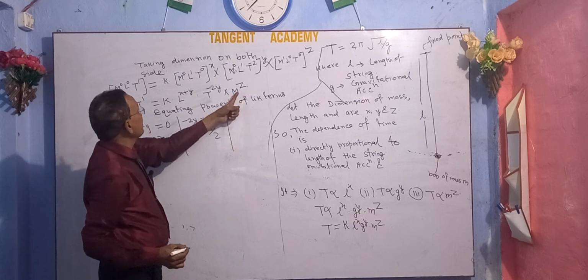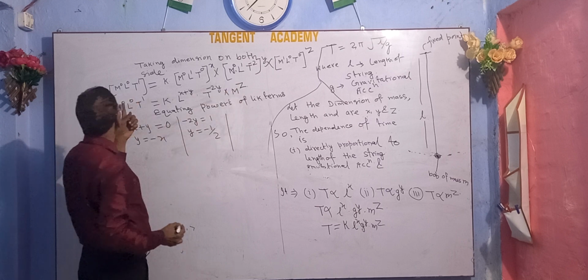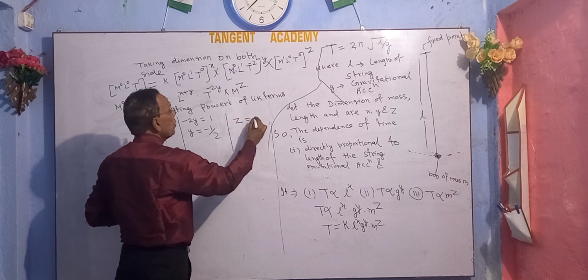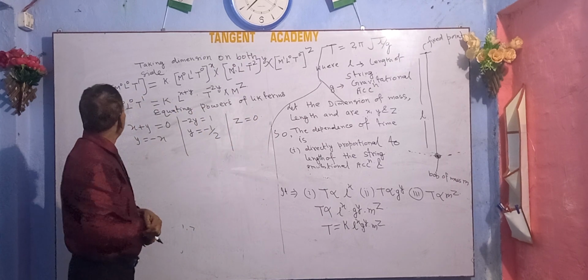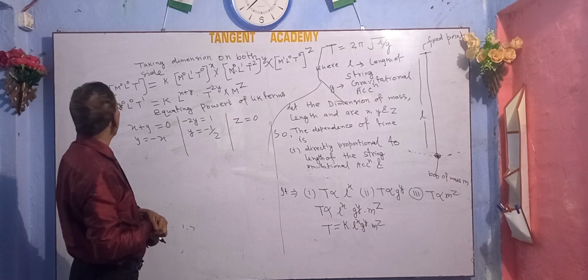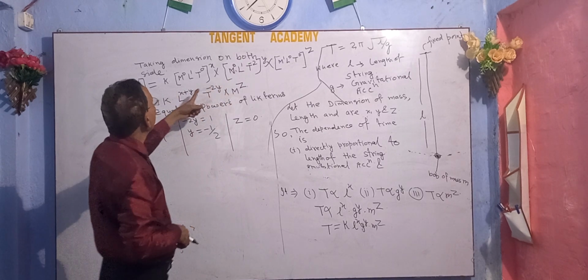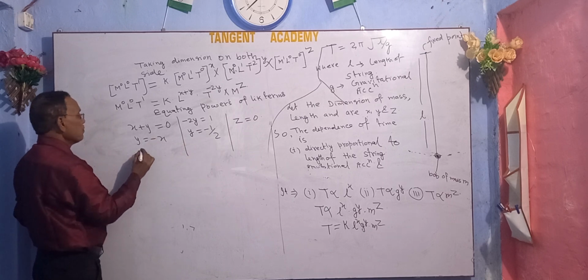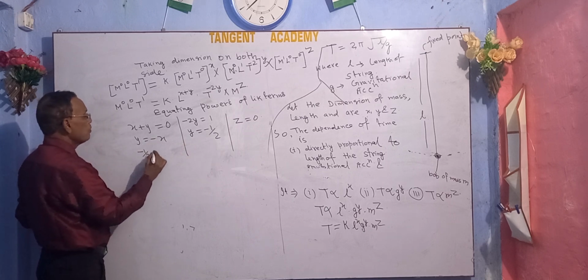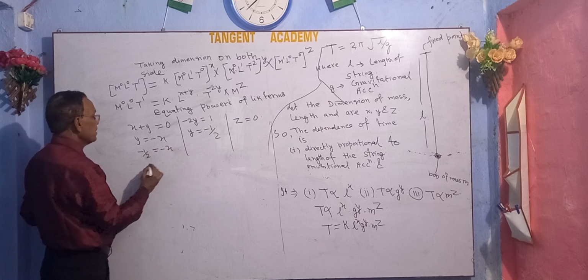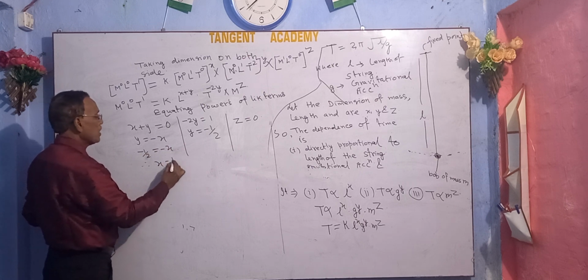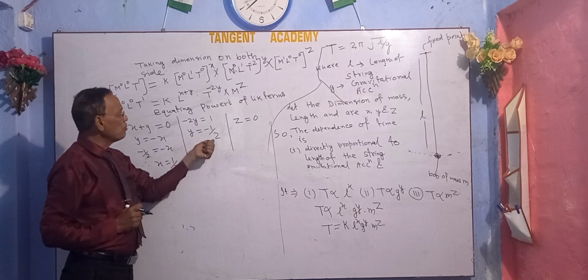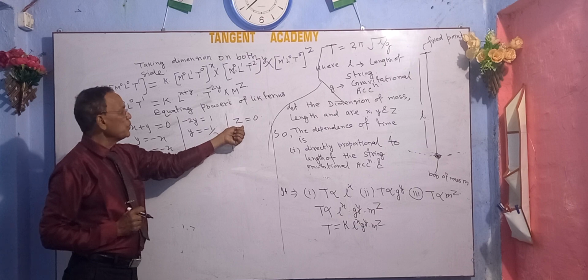Here M to the power z, and on the left M to the power 0. So z is equal to 0. Now putting y equal to minus half in y is equal to minus x, therefore x is equal to half. So we have got x is equal to half, y is equal to minus half, and z is equal to 0.